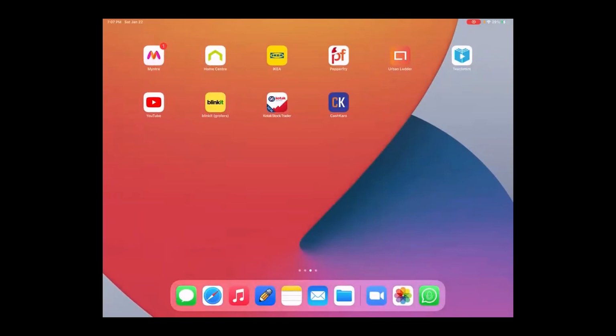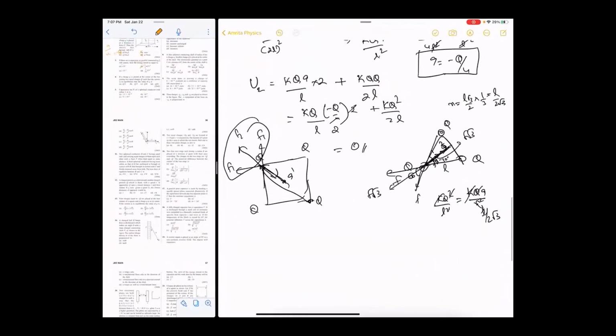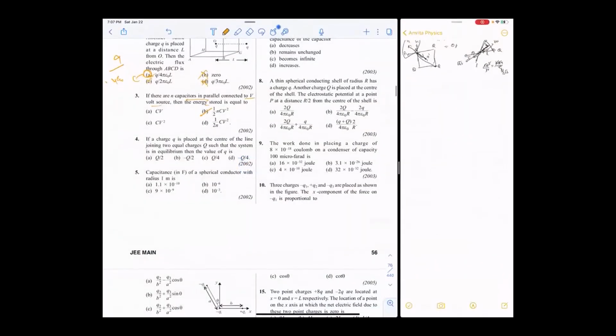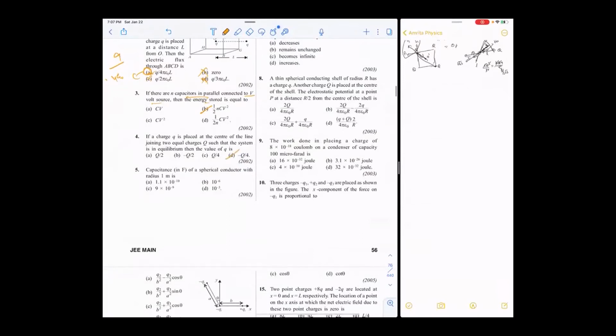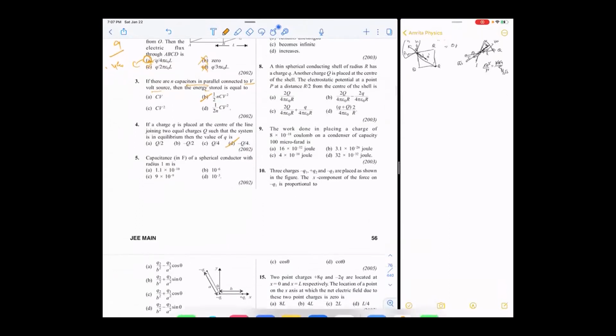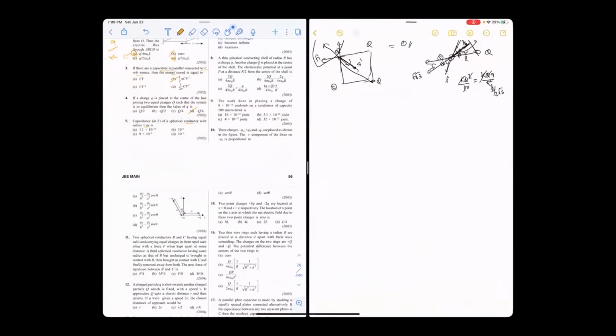Wonderful. Good, good. So next question, I'll try to maximize this. So this is minus q by 4. I'm trying to even brush up the areas around it. Maybe further more questions. So next, capacitance in Farad of a spherical conductor with radius 1 meter. So what is the capacitance of a spherical conductor? So this is the formula here.